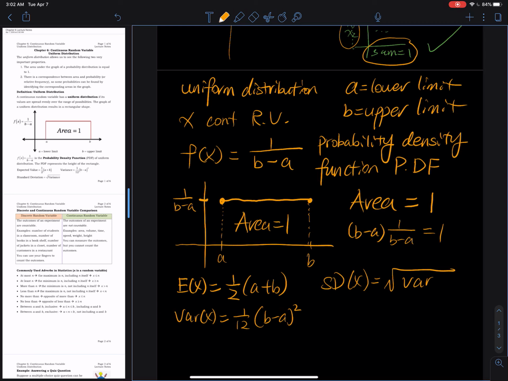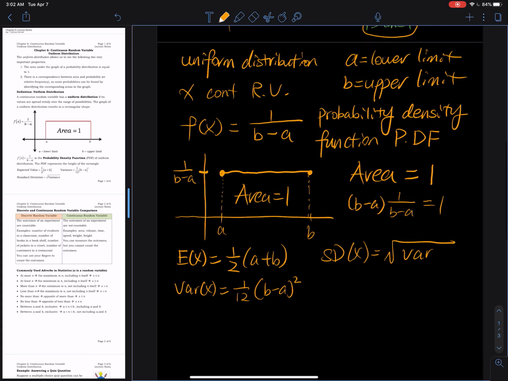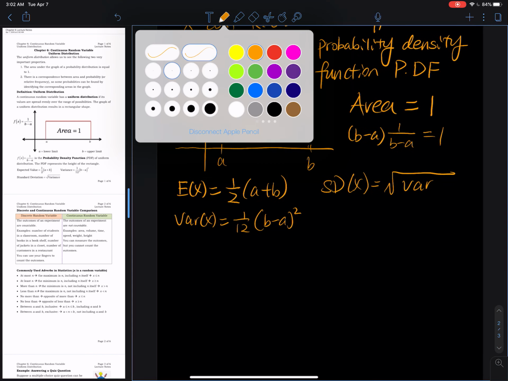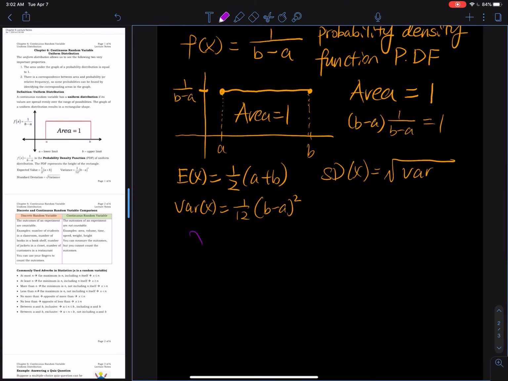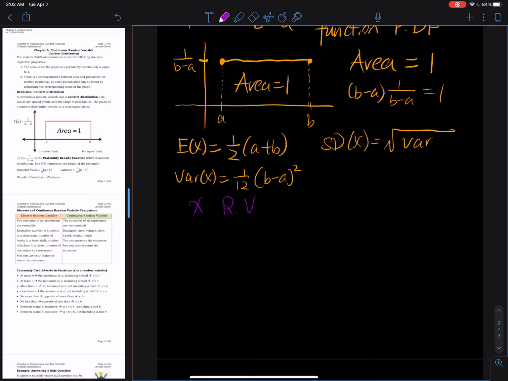Okay, before we get into any probability questions, we have to review some adverbs in statistics. Let me switch colors for that. Let's say x is a random variable, any random variable, discrete or continuous. One adverb that you see all the time is x is at most n. What does at most n mean? At most n means the maximum is n, including n itself. So this is x less than or equal to n. This is very important. You see these things in probabilities all the time.